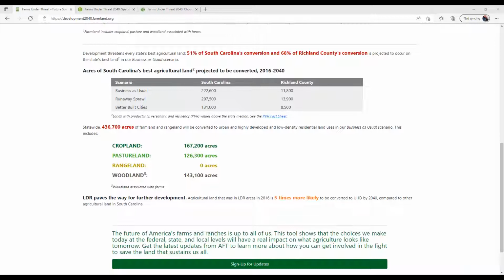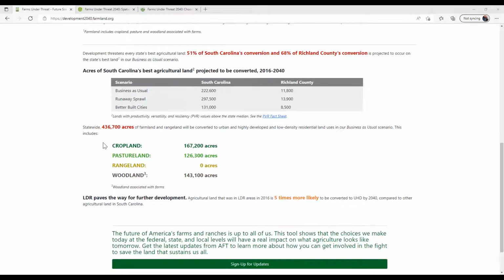If you keep looking down, again, this shows you the type of land that is likely to be converted. And here you see that it's pretty even, but more of it is likely to be cropland, followed by pasture land and then woodland.